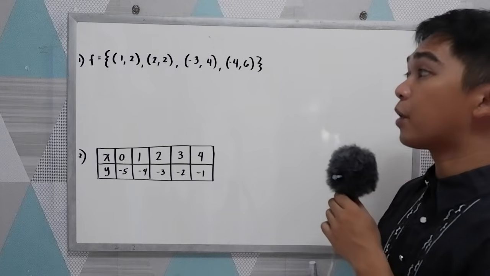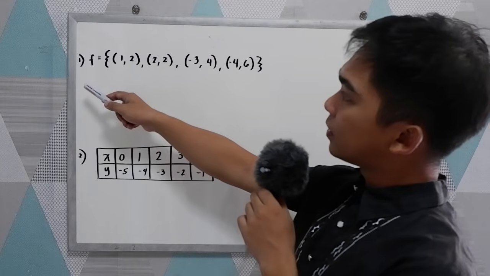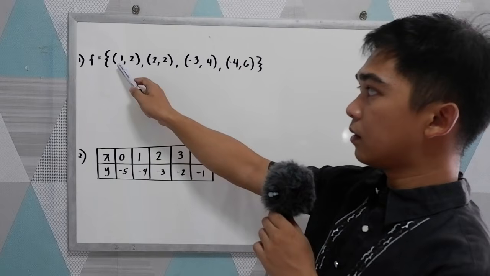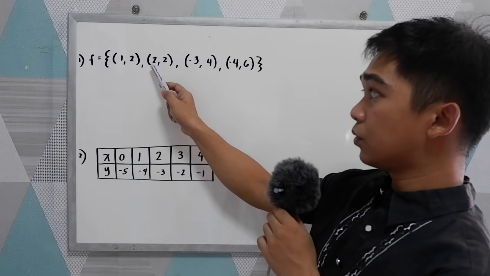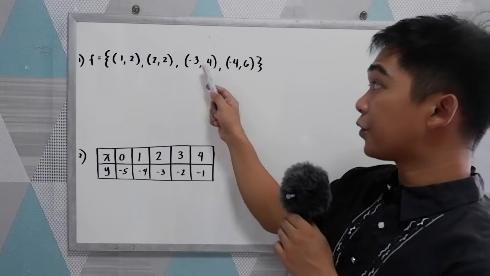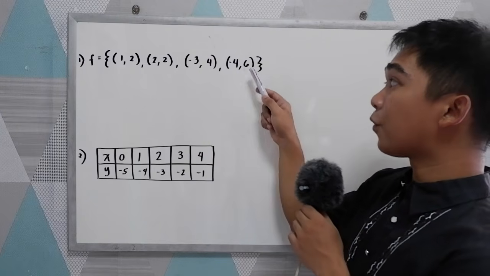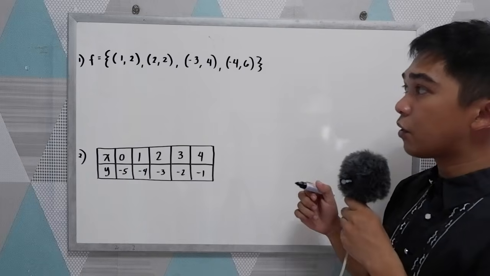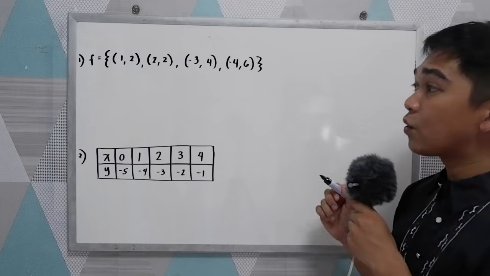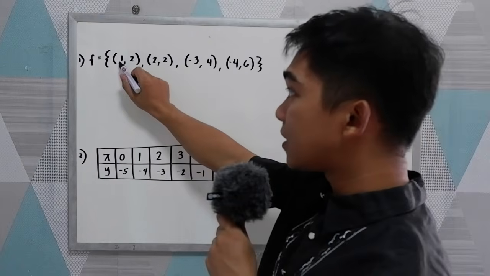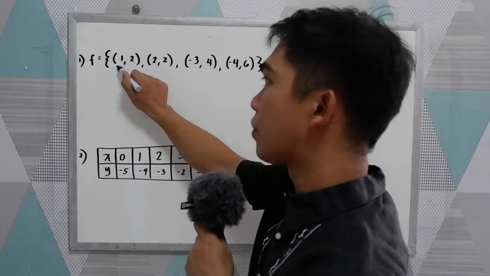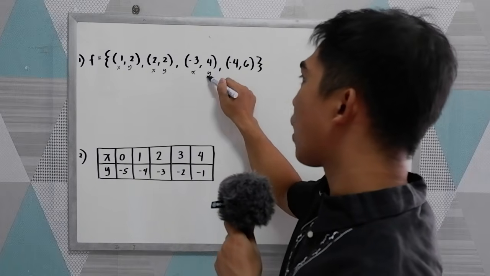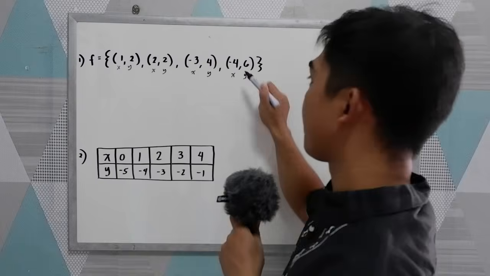Let's say our number 1. We have f is equal to our coordinates (1, 2), (2, 2), (-3, 4), and (-4, 6). We know that our coordinates is composed of x coordinate and y coordinate, or the abscissa and the ordinate. So x, y, x, y, x, y, x, y.